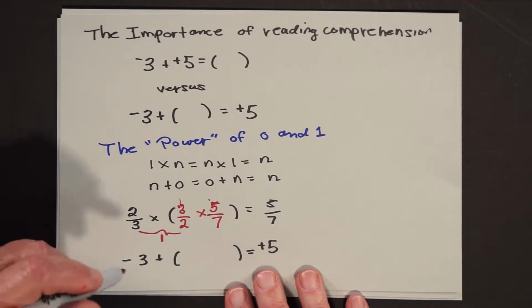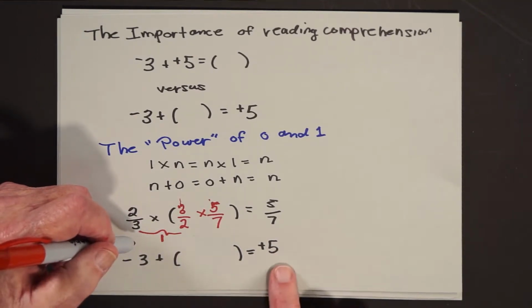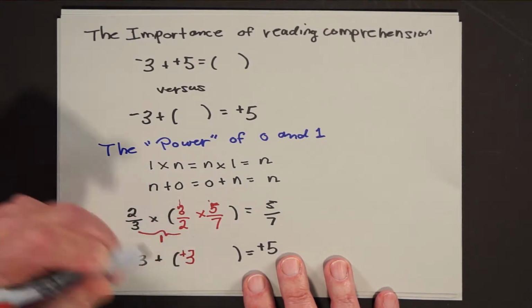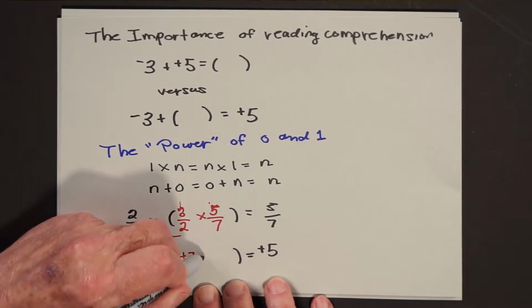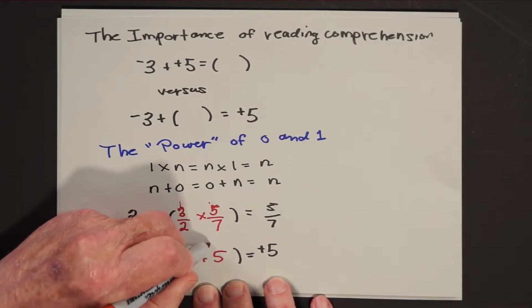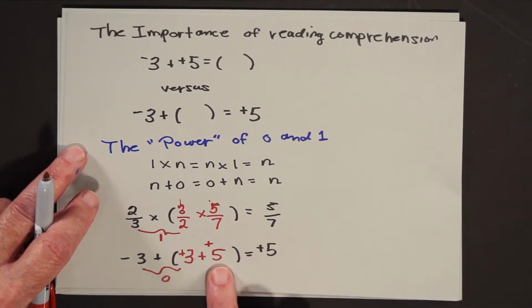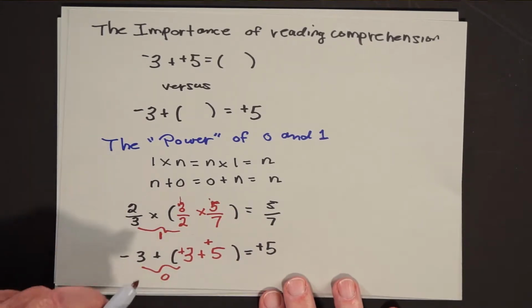I'm going to keep reviewing this so it really gets locked into your mind. I want to see what I add on to negative 3 to get positive 5. I first add on positive 3 to convert this to 0. Then I add on 5 more to get positive 5. So what did I add on altogether? Positive 3 plus positive 5. Okay? And so the answer was positive 8.